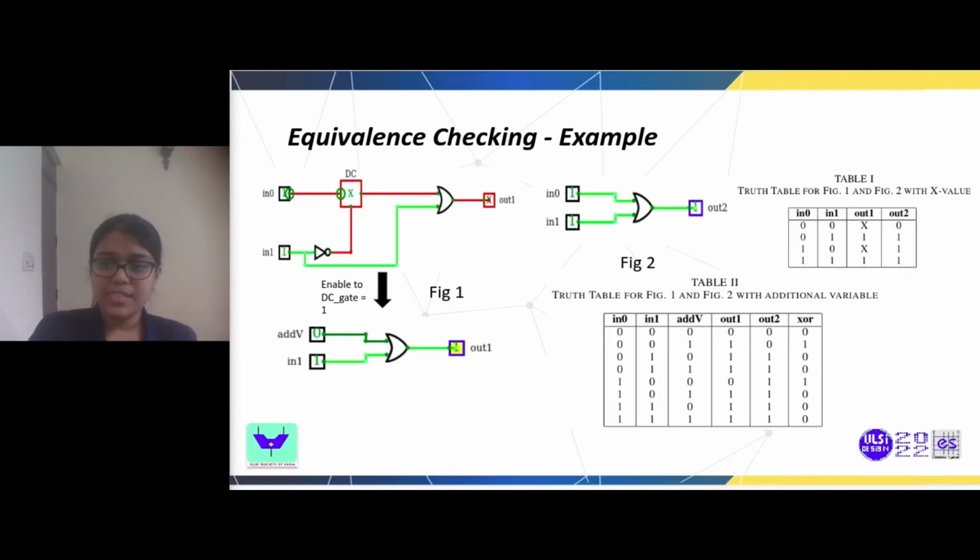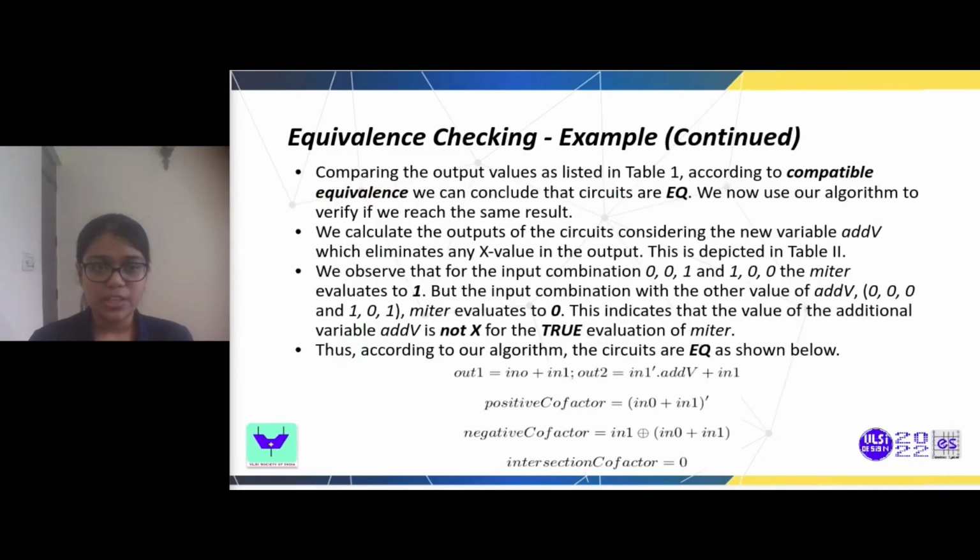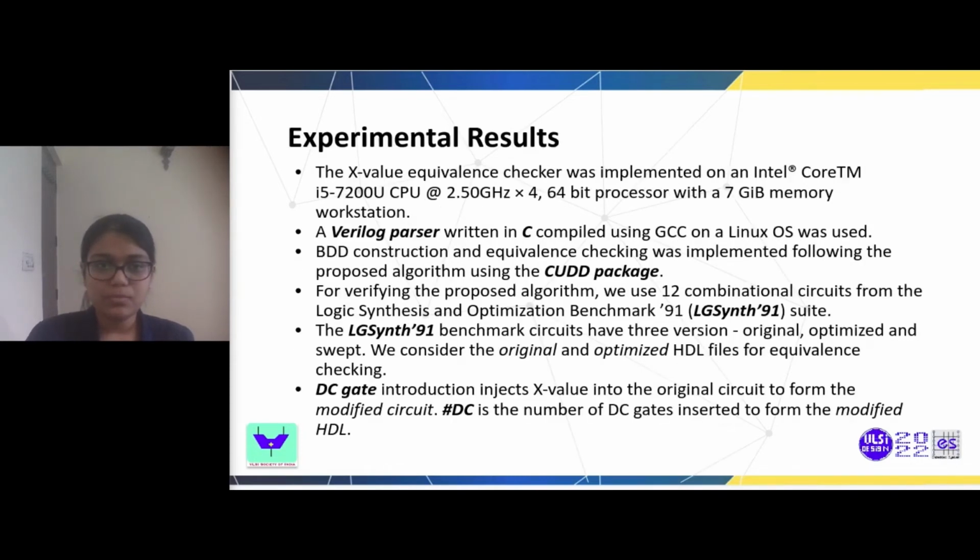Moreover, if we consider our Shannon cofactoring approach as well, we arrive at the same conclusion. We calculate the positive and negative cofactor of the mitre with respect to the additional variable and perform an intersection of these two quantities using AND, and we obtain that the intersection cofactor is equal to 0. Thus, according to our algorithm, again we arrive at the same conclusion that these two circuits are equivalent. We now move on to the experimental results.